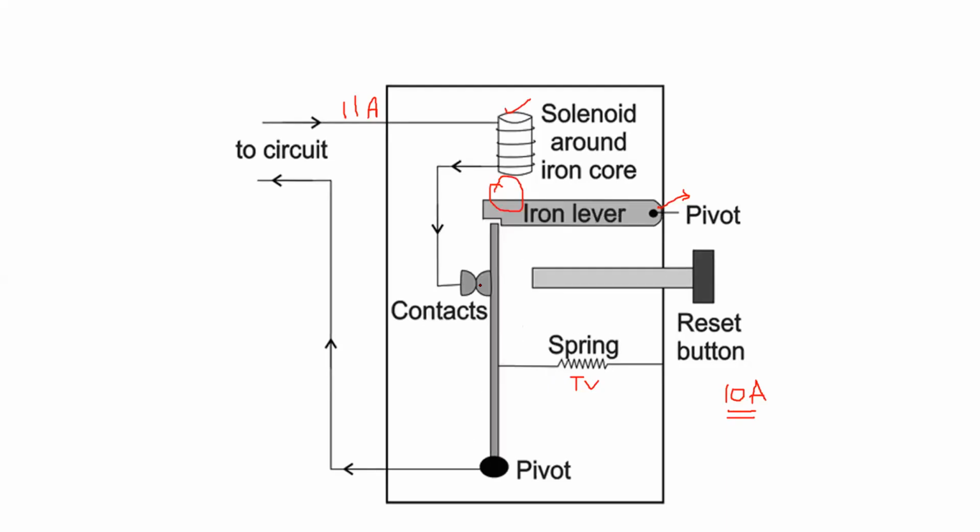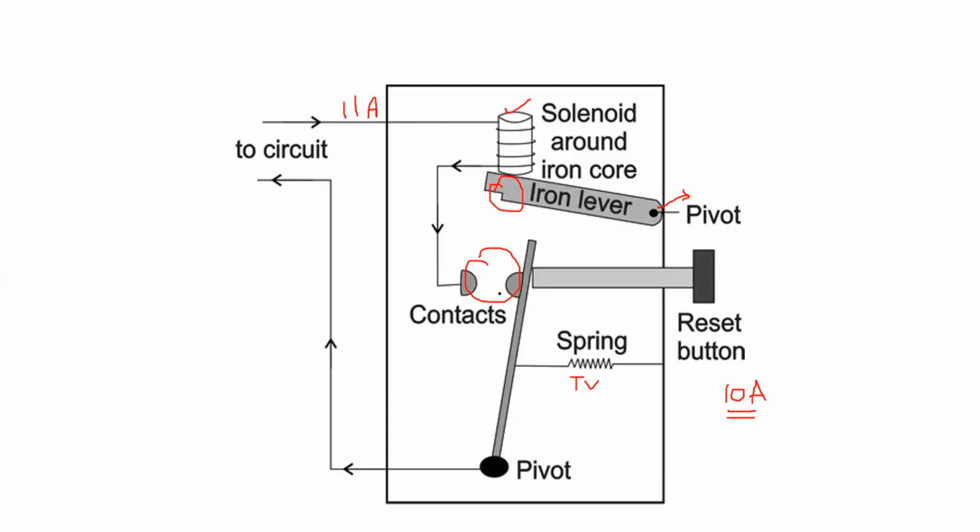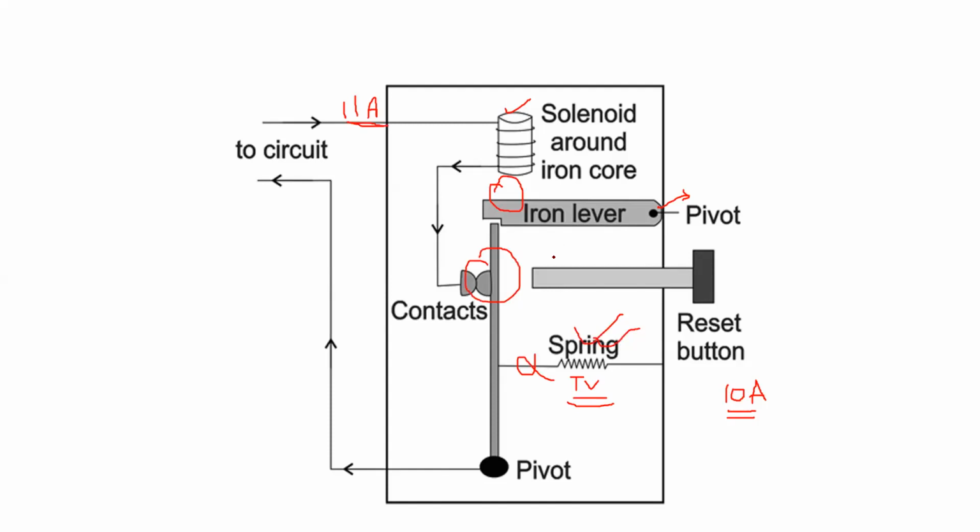When the iron lever is attracted, these contacts break. There's a space between these contacts, and so your circuit breaks, no current flows through it, and no current reaches the television. So this current of 11 amperes does not reach your device, and your device is saved from being burnt up or destroyed. So this is how your circuit breaker saves your devices.